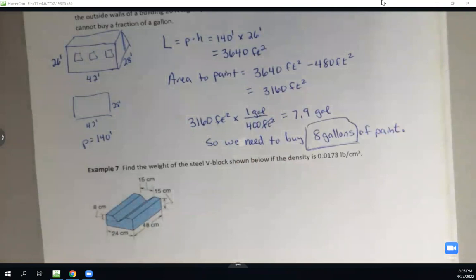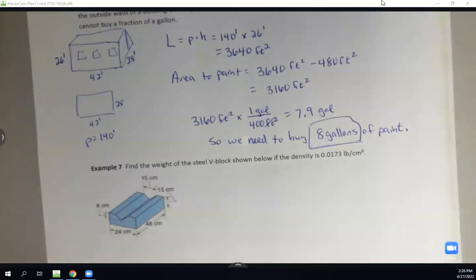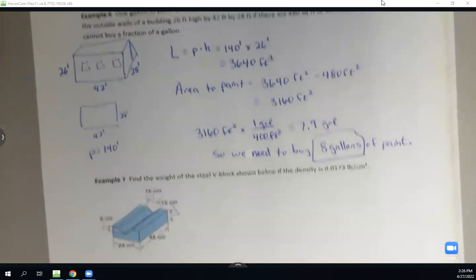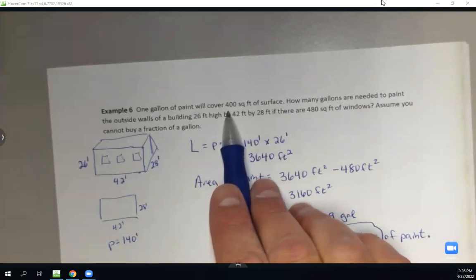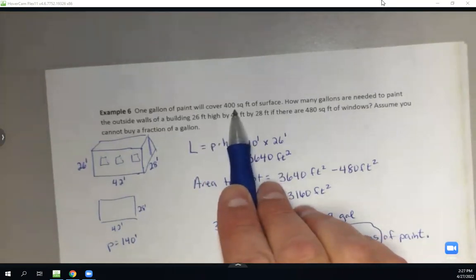Does that make sense? It's not too horrible, right? I mean, essentially, we're just finding the lateral surface area, and it doesn't tell you that in the problem, right? So you got to think your way through that. You got to find the lateral surface area, take out the windows, okay? And then use the fact that in this particular paint, 1 gallon covers 400 square feet, okay?